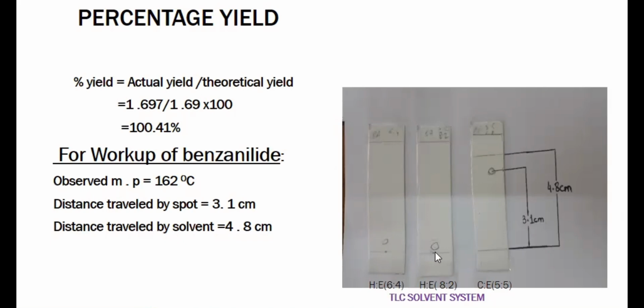And now it is a little higher than this one, but it is still at a low position, and its RF value is not between 0.3 and 0.7, where it should be. For the optimum value, we changed the system to chloroform and ethanol in the ratio of 5 is to 5. Then now we have a slightly higher spot, and this rises here. So you can calculate the RF value using this system. The values have been provided, use them and calculate the RF value.